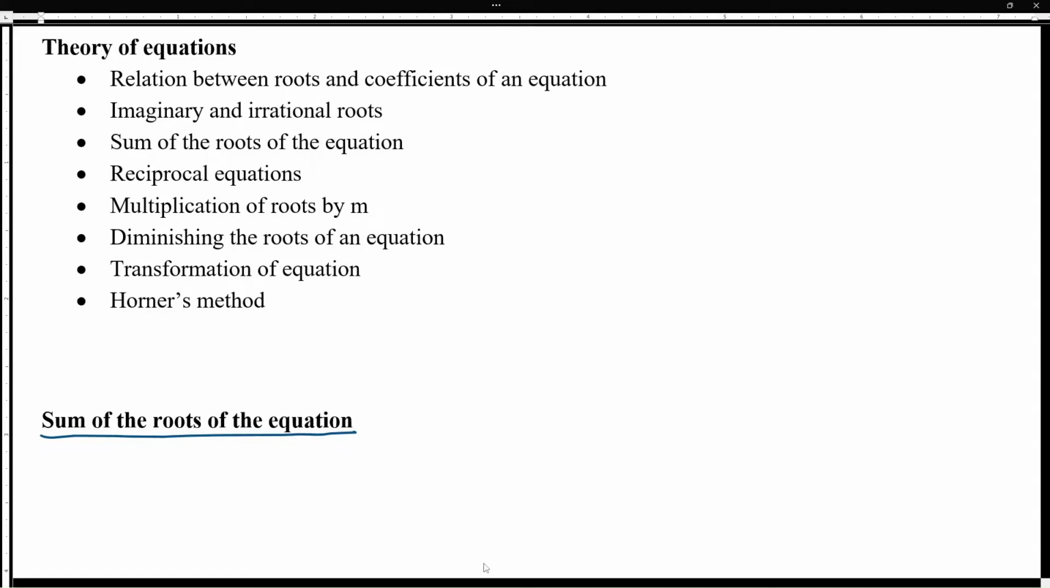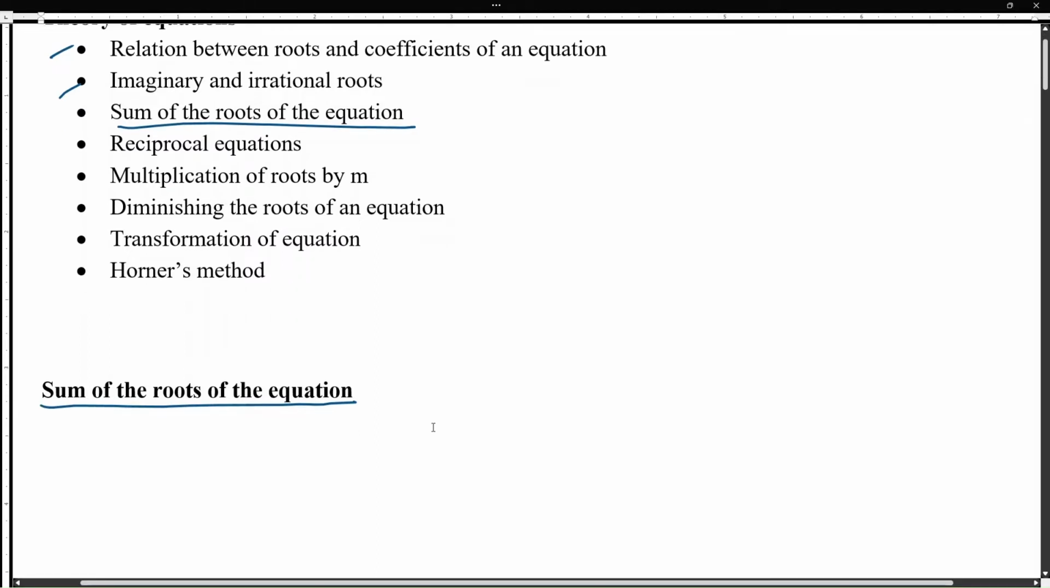In this topic, we are going to continue the sum of the roots of the equation. In this particular topic, we are going to continue. What is in this topic? They will be giving you some equation and then they will be asking you to find the sum of the roots, like summation of alpha beta or summation of alpha square or summation of alpha square beta and so on. These are some important SAVMA questions.